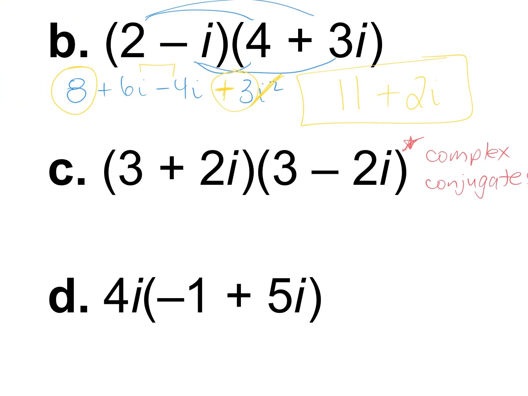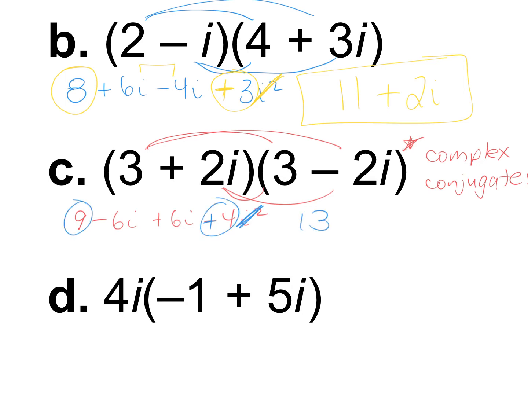So when I FOIL this, what's 3 times 3? 9. What's 3 times -2i? -6i. What's 2i times 3? Plus 6i. What's 2i times -2i? -4i squared. As soon as you see the i squared, cross off the i squared, change the sign. So now real with real. What's 9 plus 4? 13. What happens with -6i and +6i? They cancel. Whenever you multiply complex conjugates together, your i's will cancel. You'll only be left with just a real part of the number.